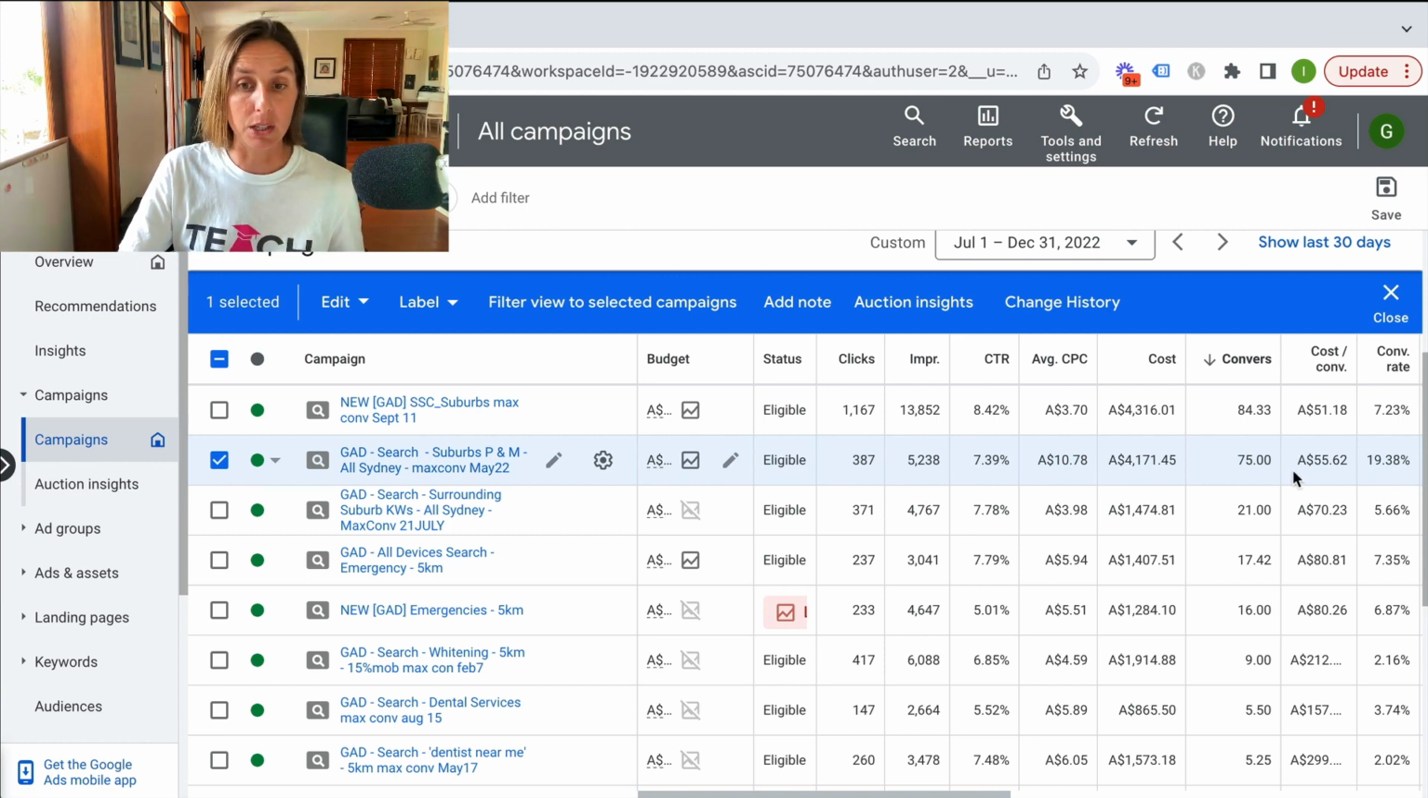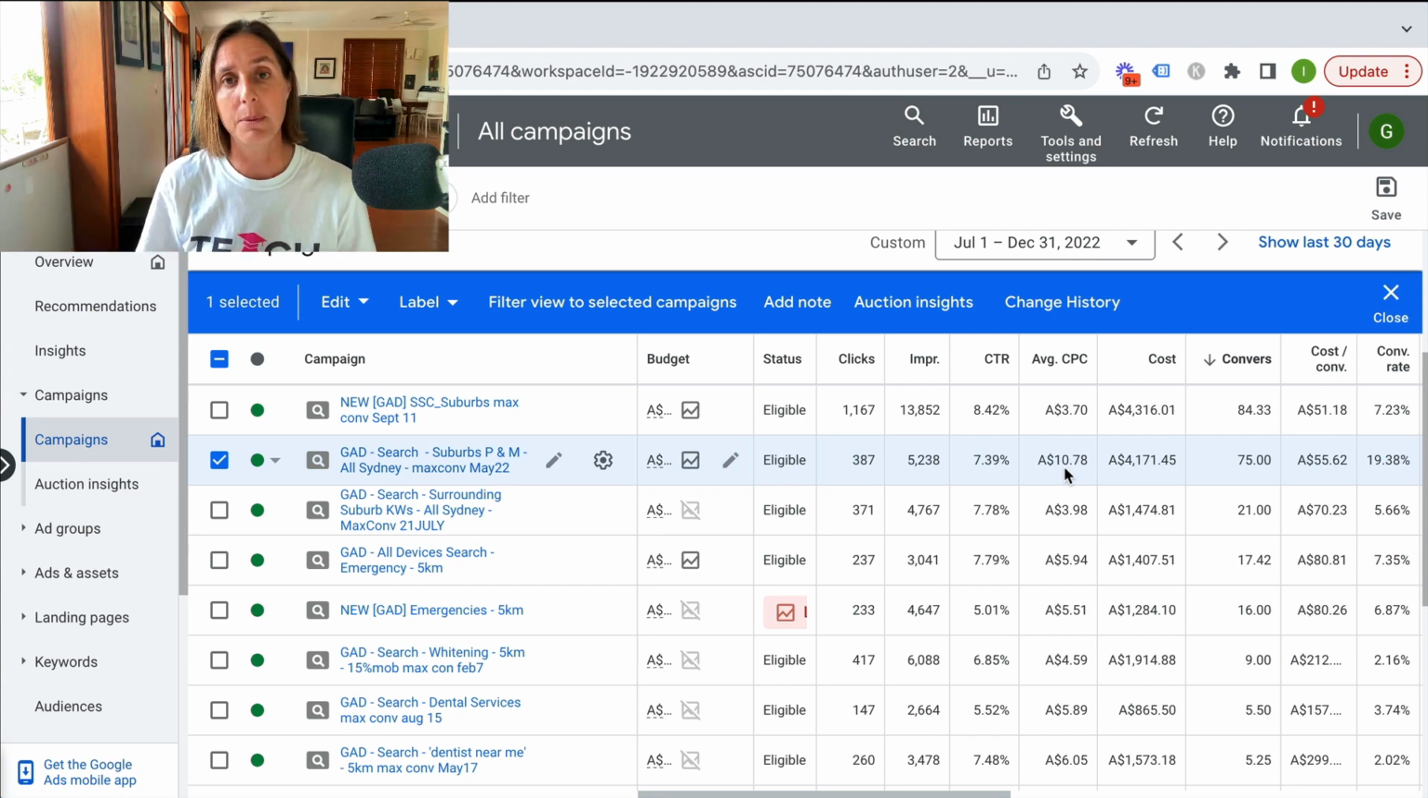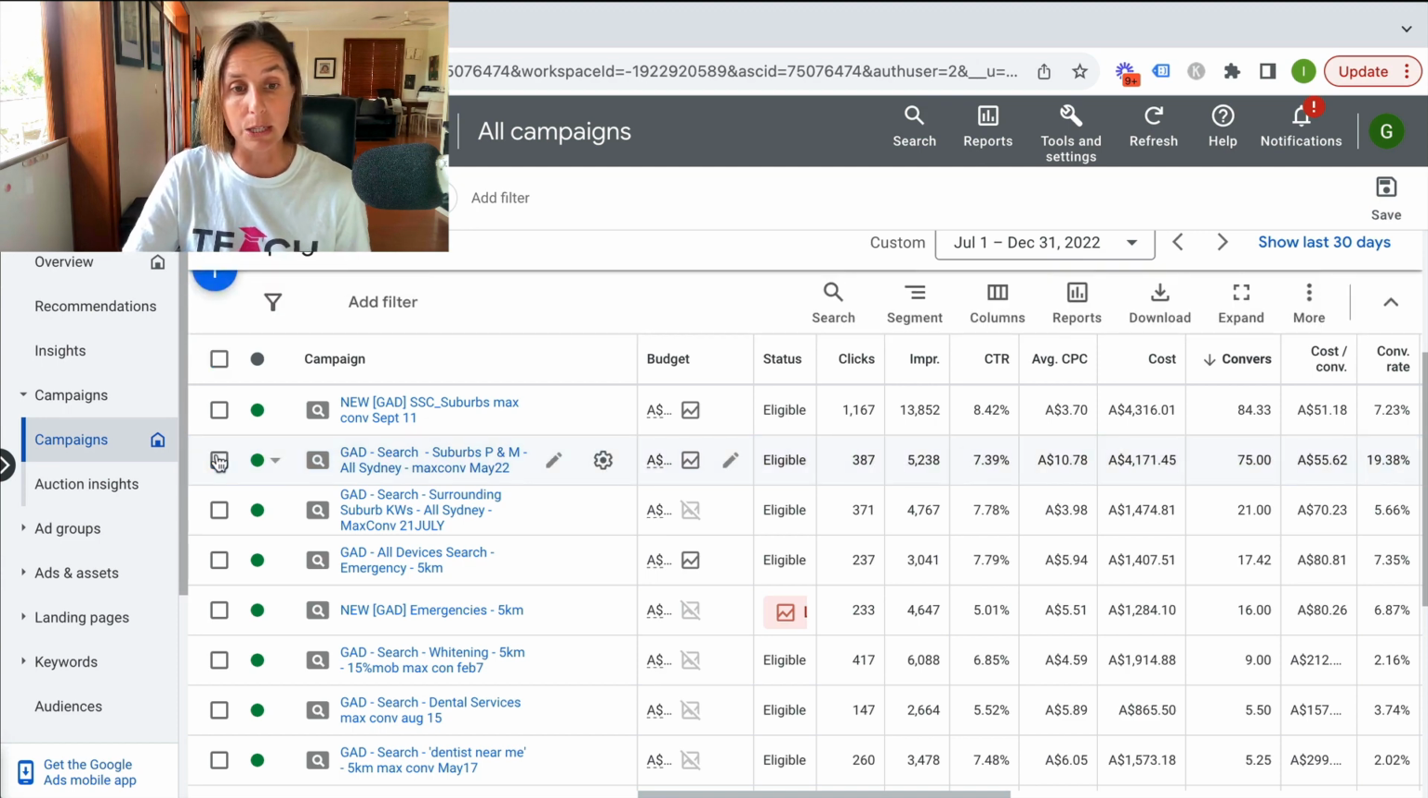And it gets a similar cost per lead, and that's because the cost per click is much higher because I'm bidding much higher to be in the top ad position, but that's how I get the 20% conversion rate. Okay, so also really good.